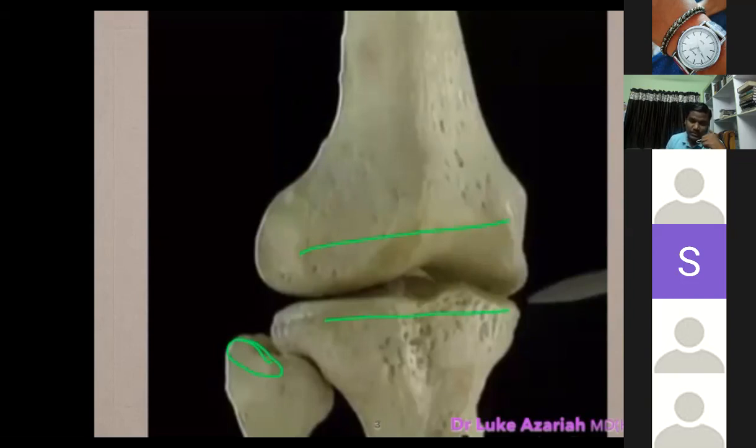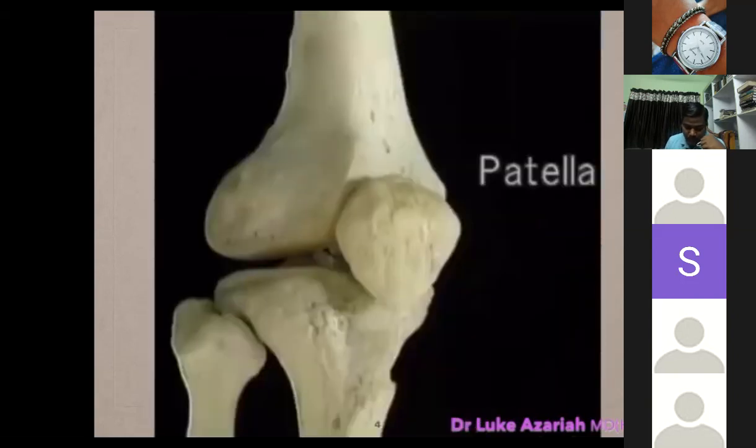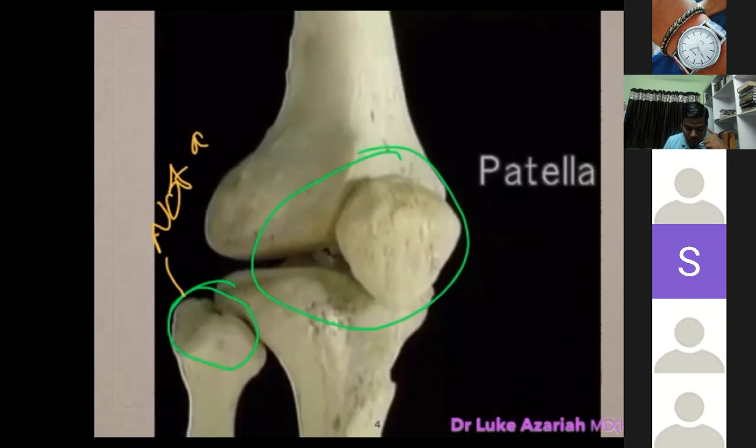Fibula doesn't participate in the formation of the knee joint. Always remember that. And also fibula doesn't participate in the transmission of body weight. And here is the patella. So this is the knee joint. This is not a knee. Only this is the knee joint.